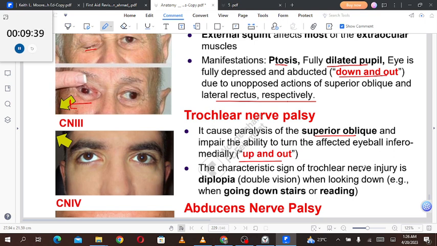The characteristic sign of trochlear nerve injury is diplopia, double vision when looking down, for example when going downstairs or reading. It is very important. They will tell you that the person is facing diplopia whenever he is moving downstairs or he cannot read properly because of diplopia. So this is vertical diplopia.